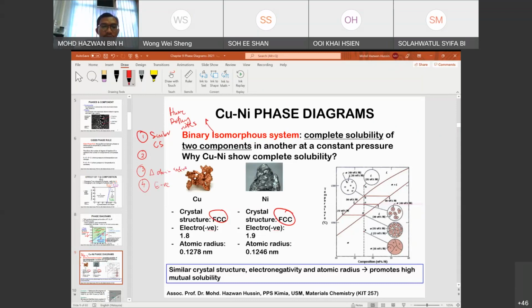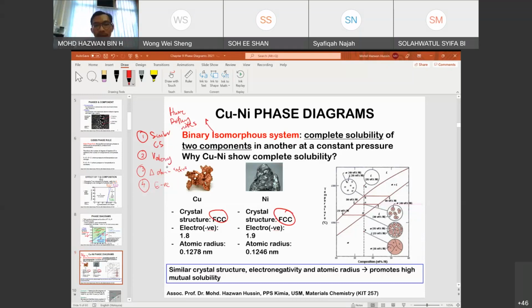Okay, so what is actually remaining? What do you think? You've learned this. There are two Syafiqahs. Syafiqah Najah, are you there? Yes, doctor. Okay, so what are the remaining points? I don't remember, doctor. Okay, alright. So the remaining one is actually the valency.